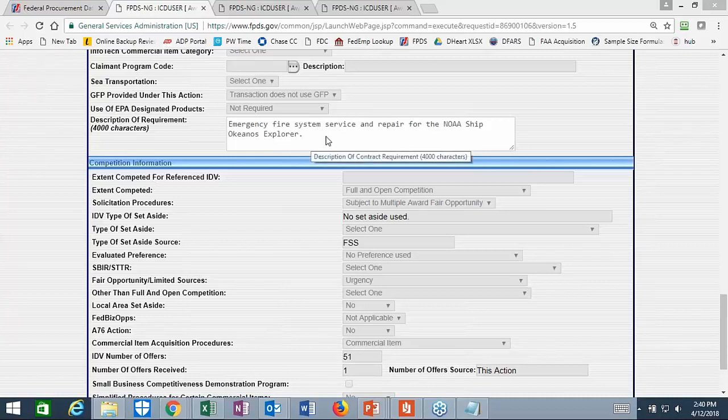In a life safety or a life situation, the authority's in there. Yeah, the authority in the FAR is there for a reason. So make full use of it.